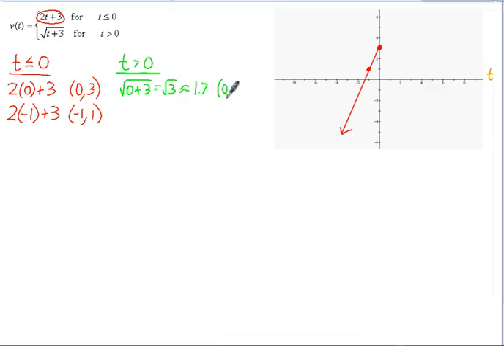So it's at 0 and then around 1.7. And it's a breakpoint, so would it be open or closed? Notice it doesn't have the equal to, so it would be open. So 0, 1.7, so it doesn't have to be exact about right. Right there.